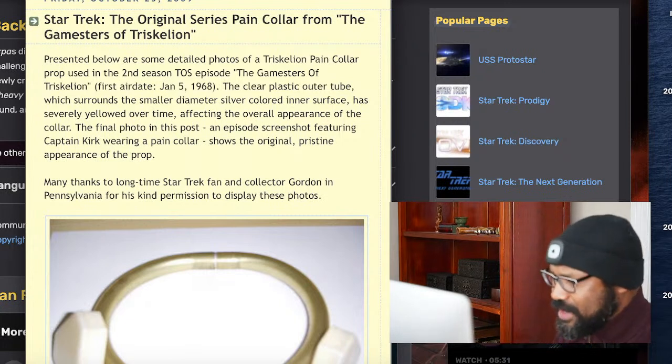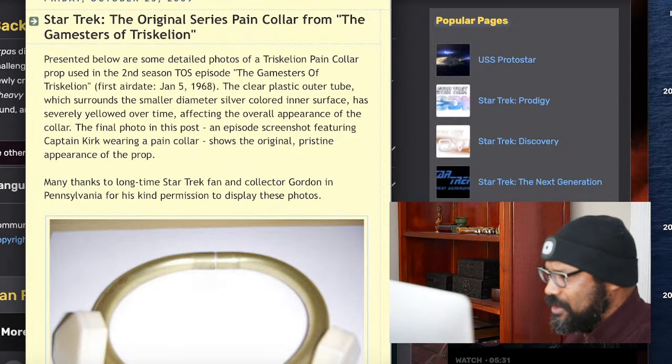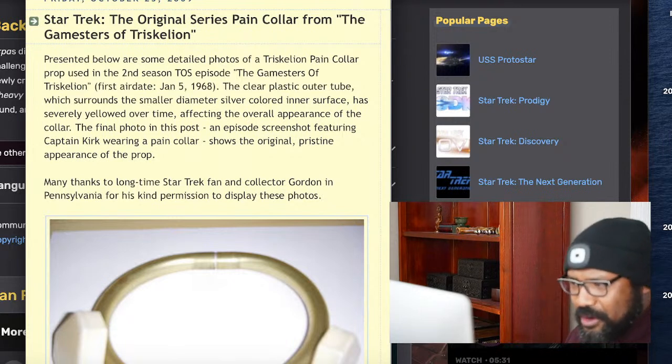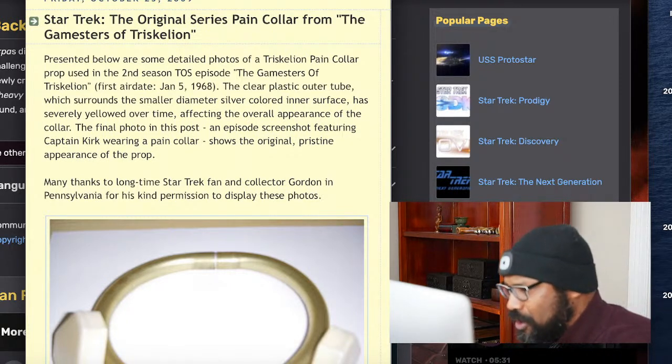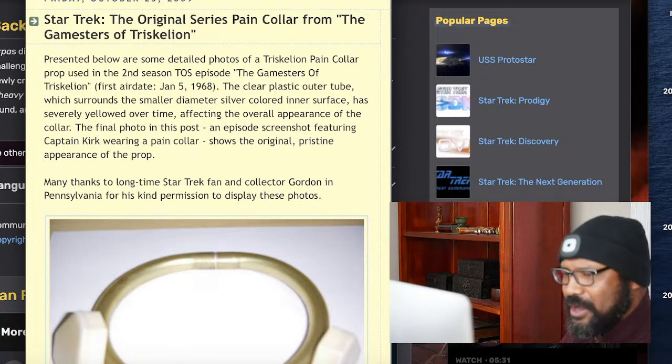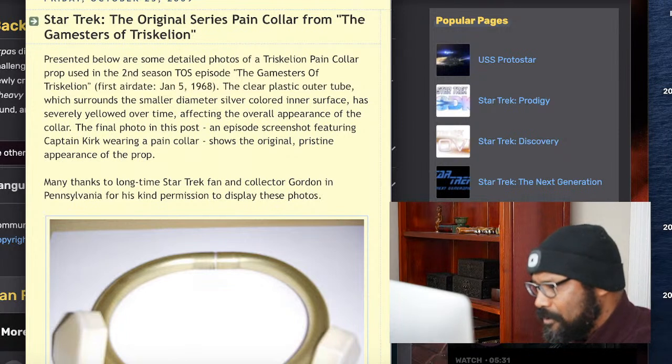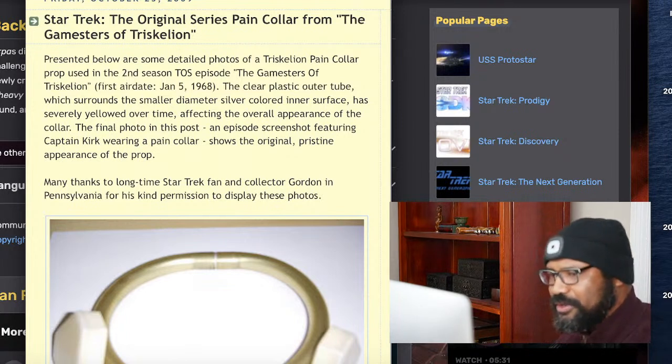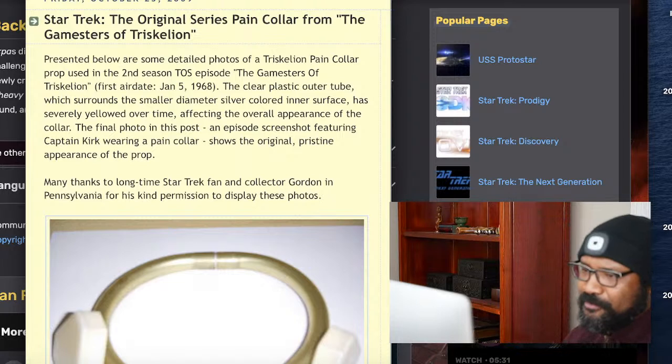But I'm going to tell you this part here. It says, Star Trek, the original series, Pain Collar, from The Gamesters of Triskelion. It says, presented below are some detailed photos of a Triskelion pain collar. I think you should read this further on your own. Kirk had to wear this.